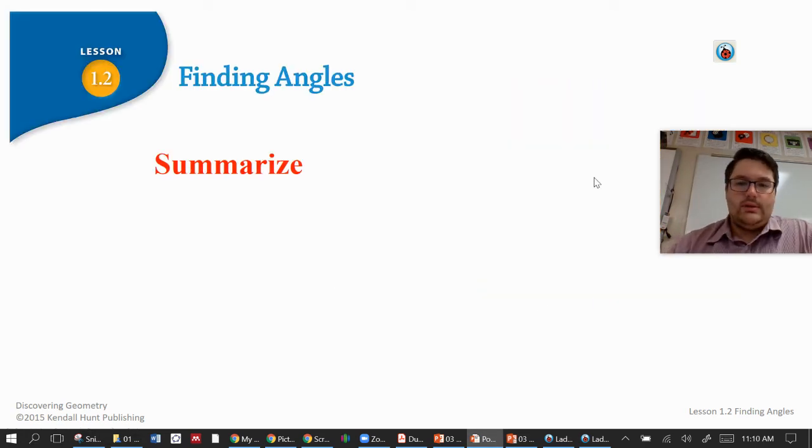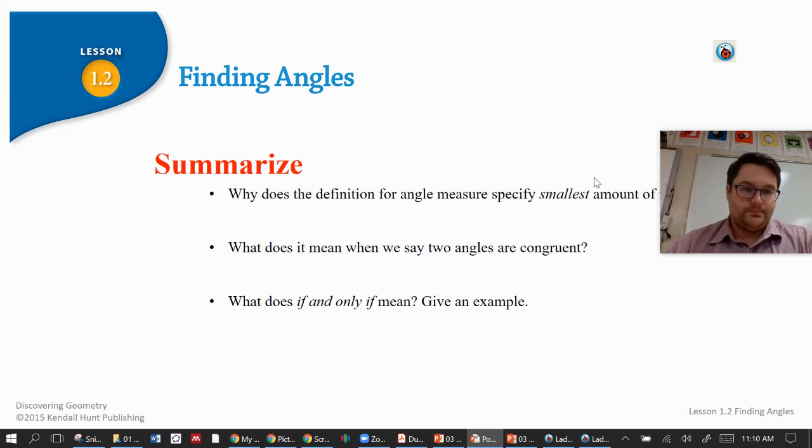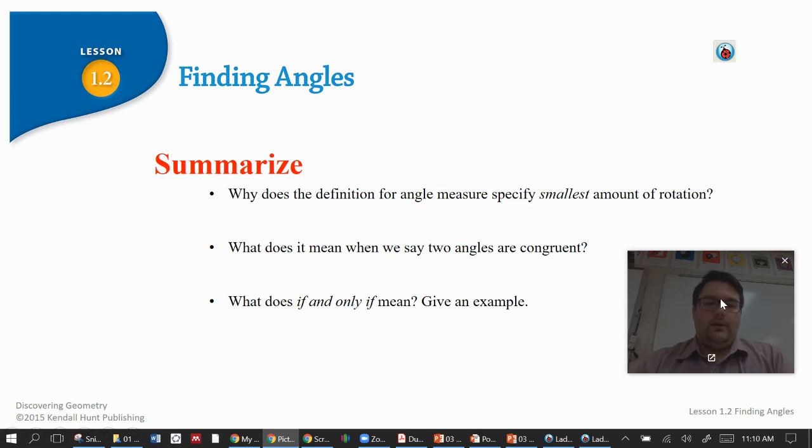A couple of summary questions, and then you can go take a look at the practice. So I'm going to let the video pause here, and I'm going to let you think about that for a second, and then we'll talk about them. So why does the definition for angle specify smallest measure? Why do you think that is? Basically there, we just need to agree on which one it is. There's always going to be one that's less than 180 and one that's greater than 180. And so we decided the less than 180 one makes the most sense. And we all just have to agree on that.